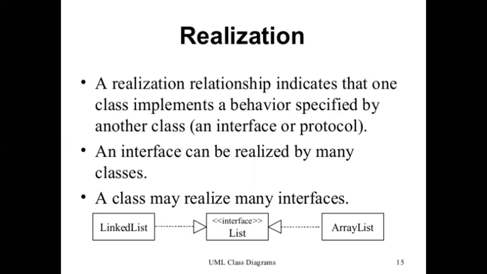Next one, realization. The realization relationship indicates that one class implements the behavior specified by another class. An interface can be realized by many classes, and a class may realize many interfaces, for example linked list and array list.